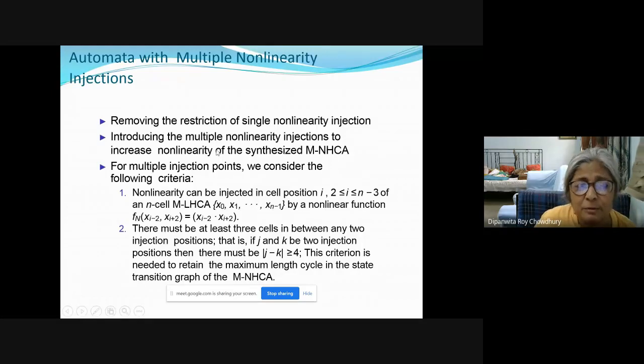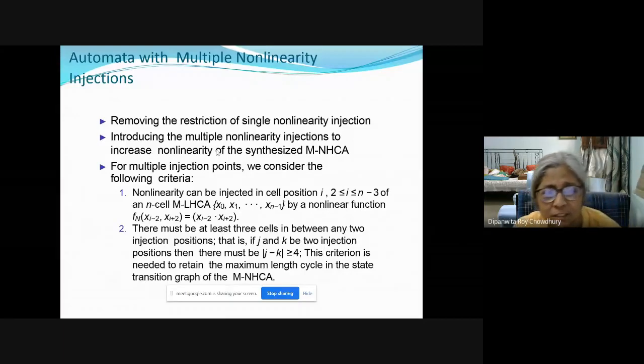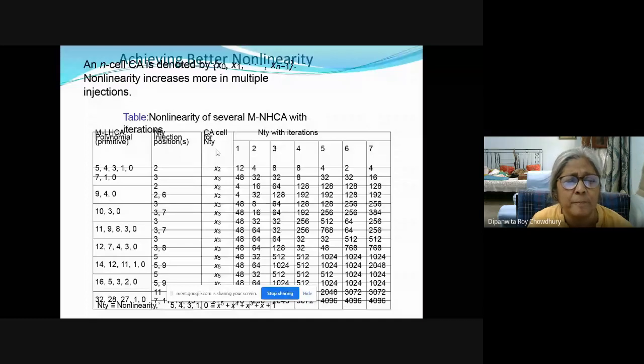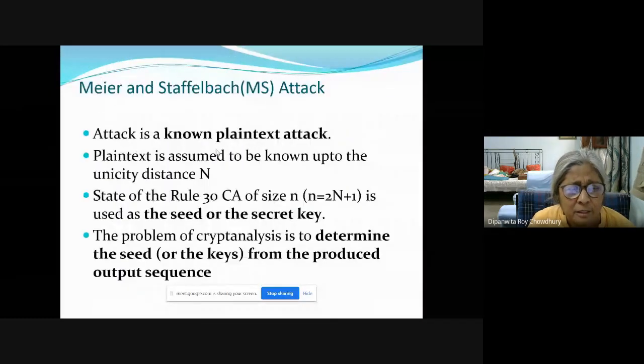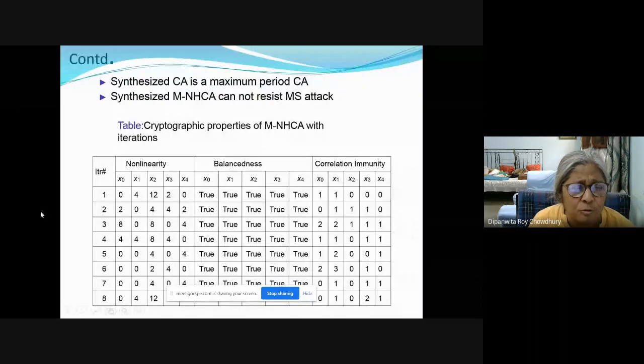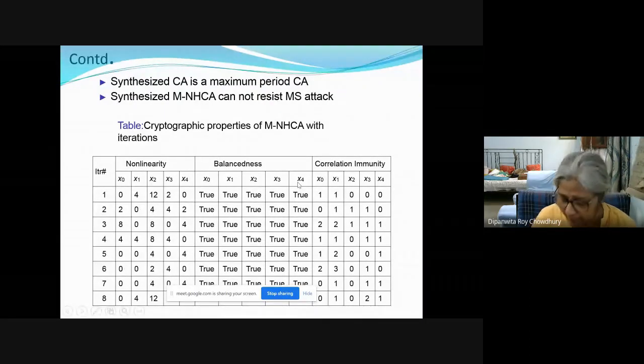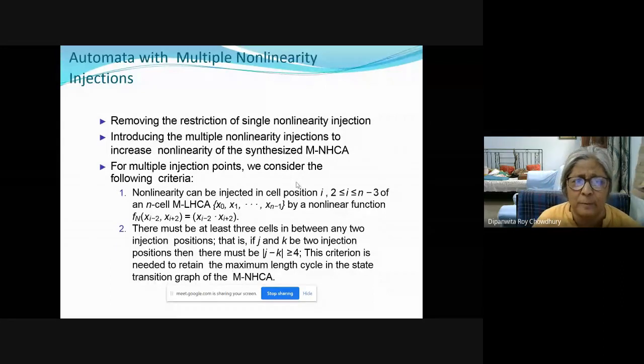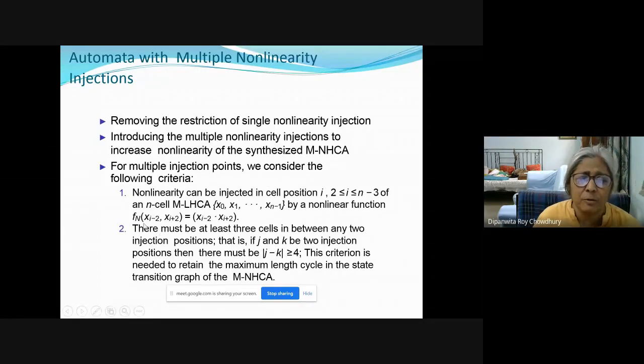Initially we are putting it more nonlinear, because with a single injection point, remember what we have shown in the nonlinearity, that it was nonlinear but not so good. And then with this result, we try to do a different thing. Removing the restriction of single nonlinearity, we have put multiple nonlinearity. For multiple injection points, we consider the following criteria.